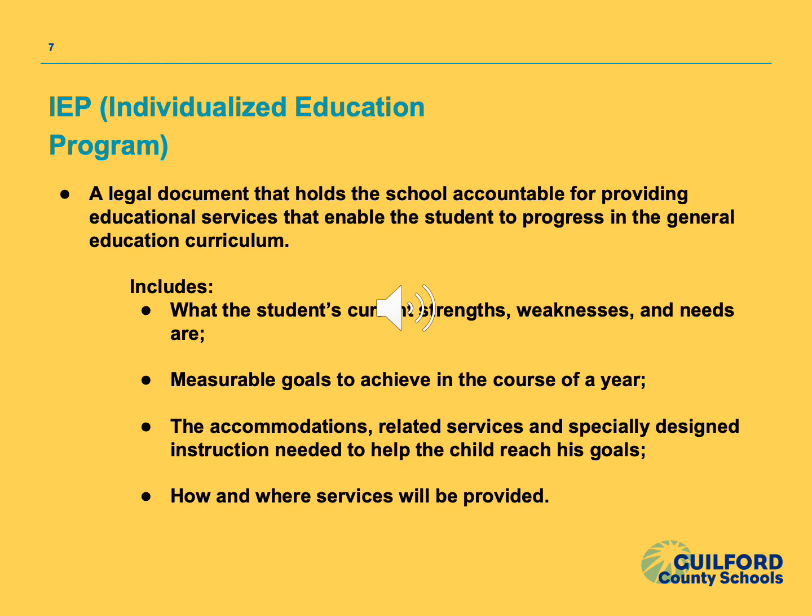The IEP is a legal document that holds the school accountable for providing educational services that enable the student to progress in the general education curriculum. It includes what the student's current strengths, weaknesses, and needs are, measurable goals to achieve over the course of a year, the accommodations, related services, and specially designed instruction needed to help the child reach his goals, and also how and where services will be provided.